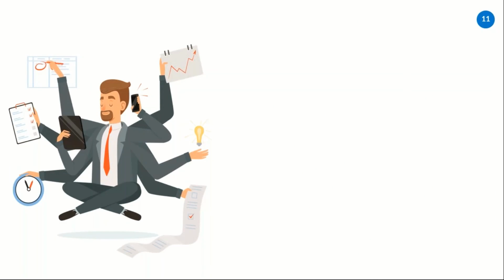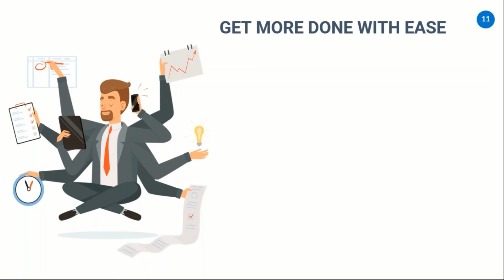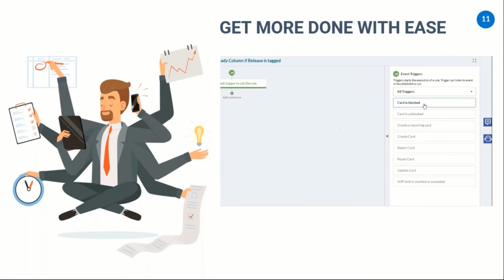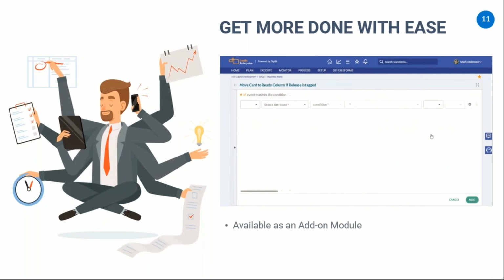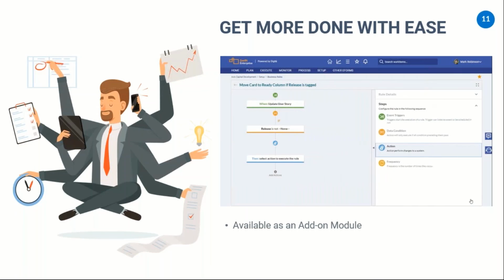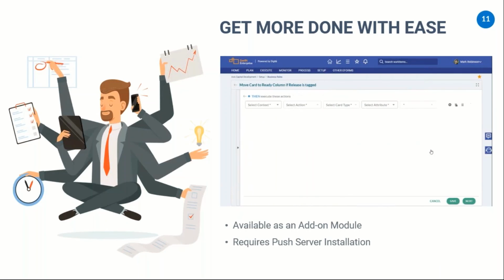So with all these capabilities, we hope you will be able to get more done with ease. There is a new way to go about automating your updates to the cards or creating new cards at regular intervals with the help of business rules. A few things to remember while you're wanting to start using this. This is available as an add-on module. So you'll have to reach out to our support team or sales team to enable it for your app server.